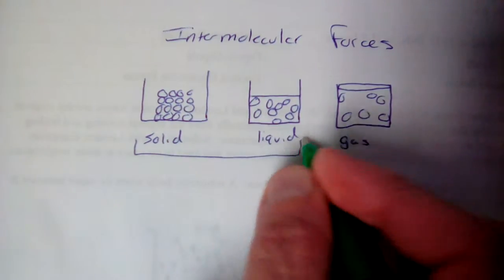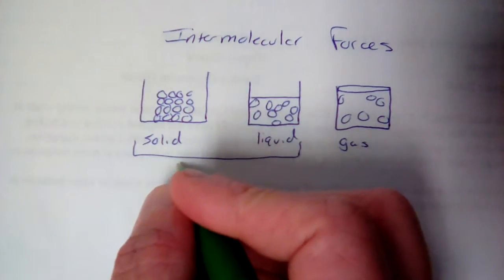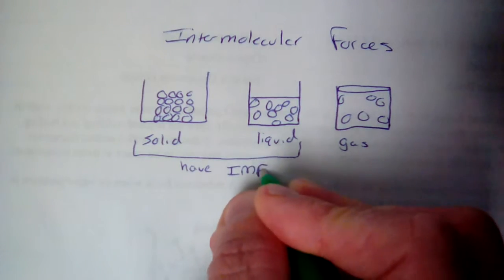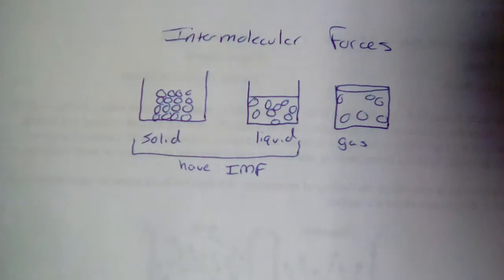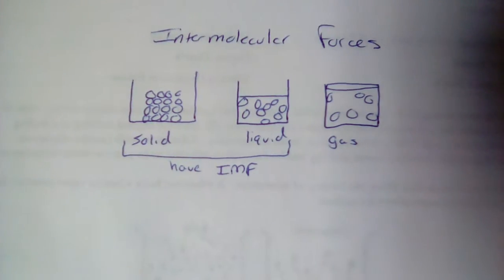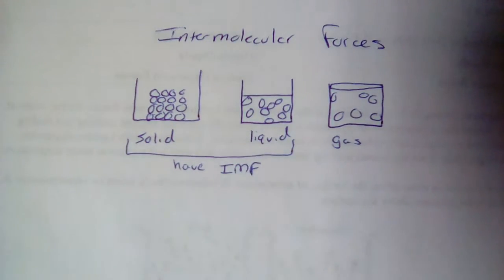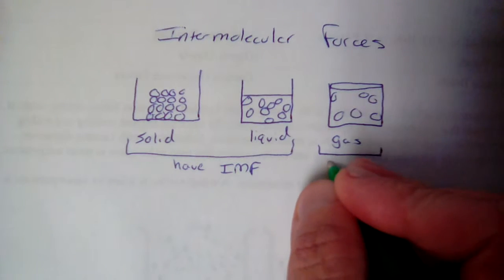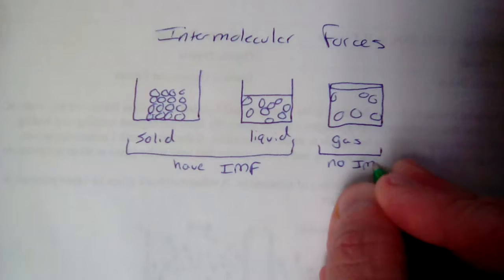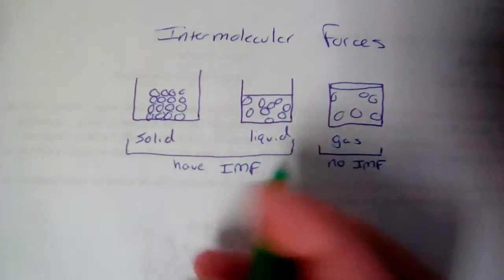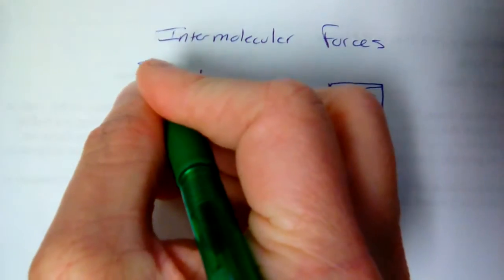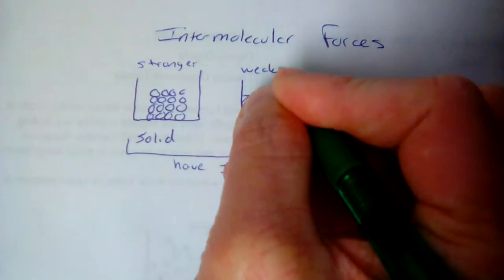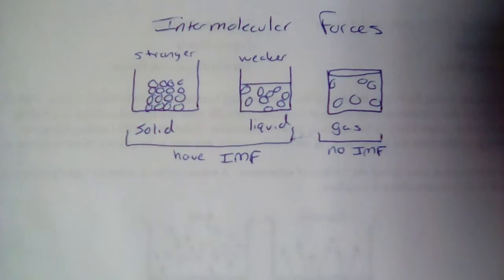First, I'll start by saying that both solids and liquids have intermolecular forces. And I'll abbreviate intermolecular force IMF just to make it quicker and simpler. Solids and liquids both have intermolecular forces, whereas gases do not. Of the two, solids have the stronger ones, while liquids are weaker in terms of intermolecular forces.